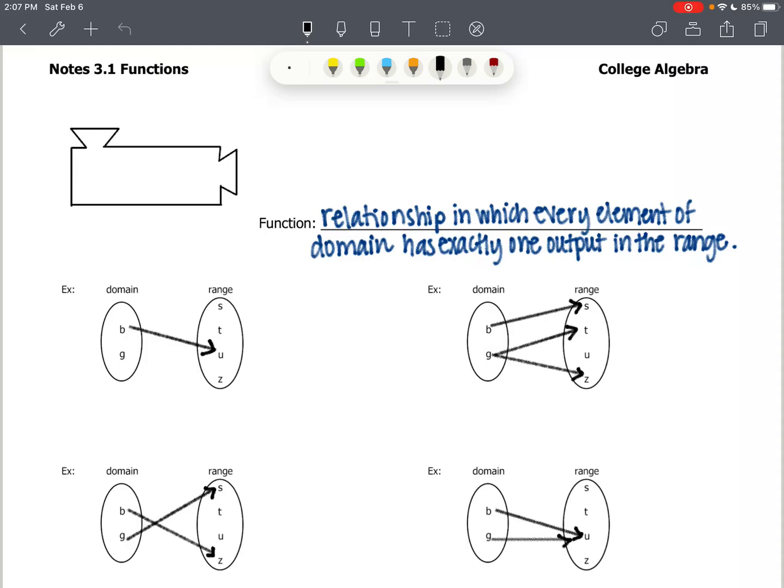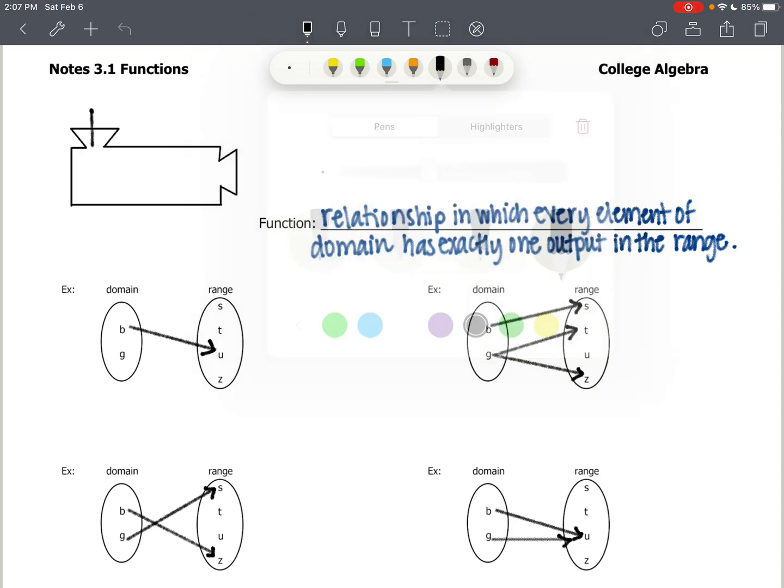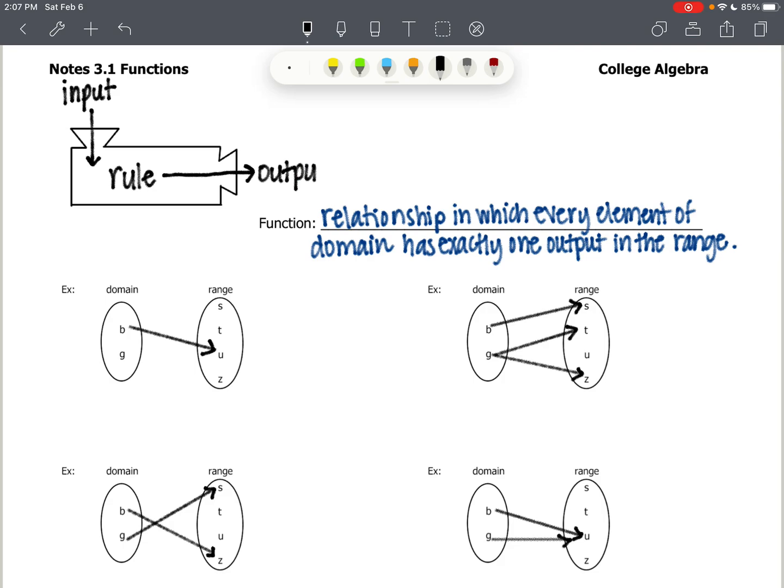A function is like a machine. It has an input and an output. So you put a value into this machine, which we'll call a function rule, and it uses the rule to produce an output.